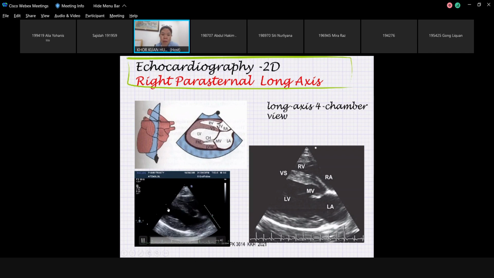Left atrium, left ventricle, right atrium, right ventricle. So that's what it means. One more time. Okay, people?